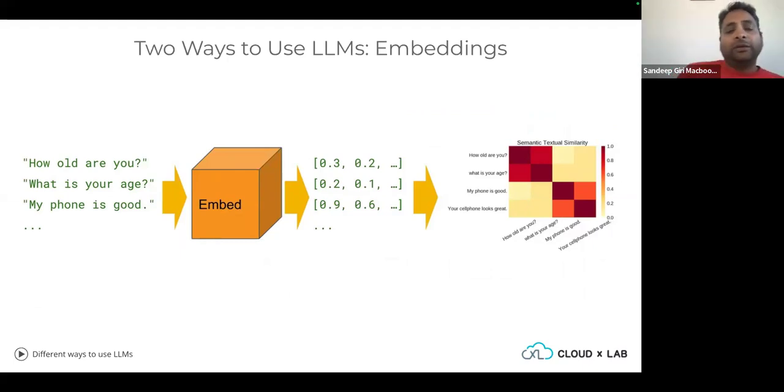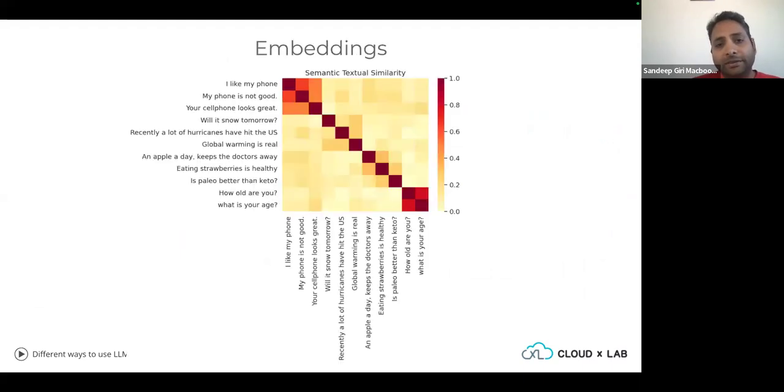Now let's take a look at the similarity part. Say, for example, you take a bunch of sentences and convert them into embeddings, and then you compute the distance between embeddings. And here is the similarity graph. You can see here in the first column, "I like my phone" and "I like my phone," of course, is the darkest, which means it's the most similar one. "My phone is not good" and "I like my phone" is still very similar, so it's a little less dark, but it's still dark.